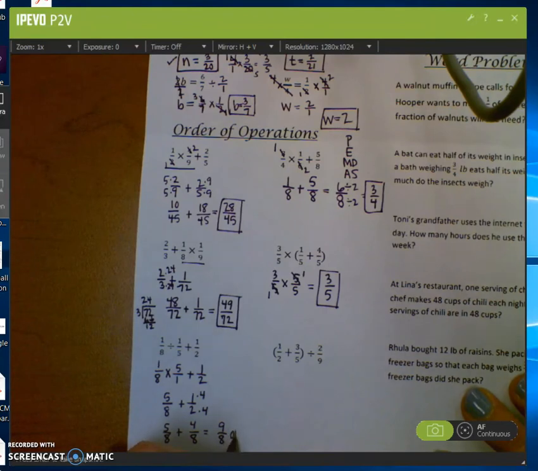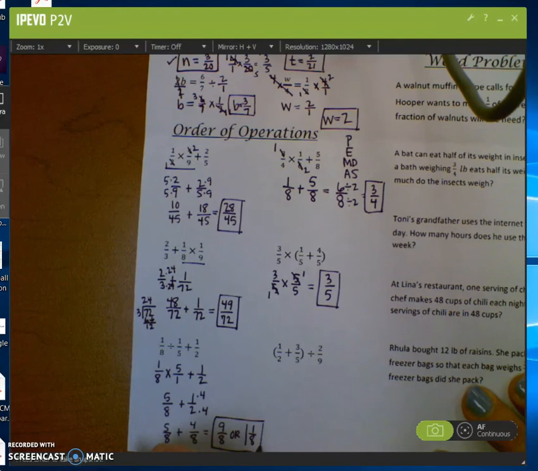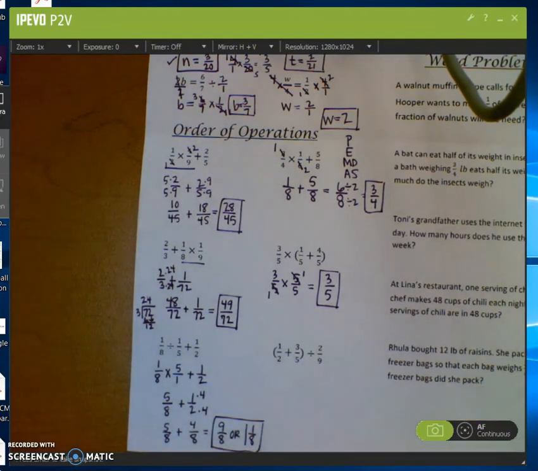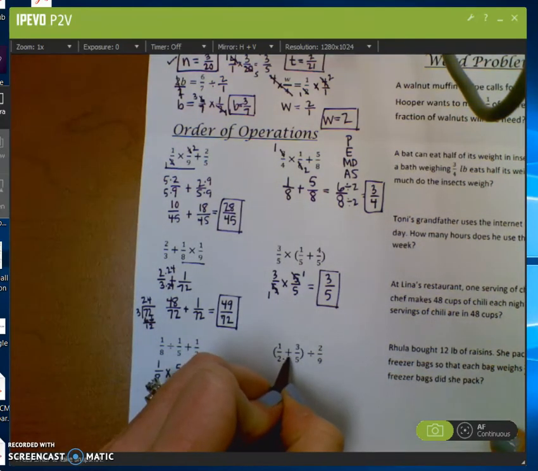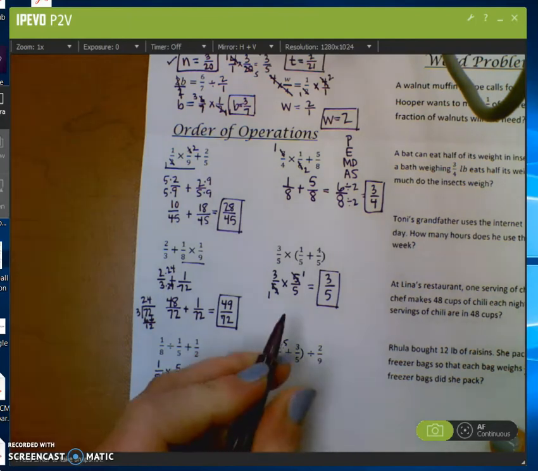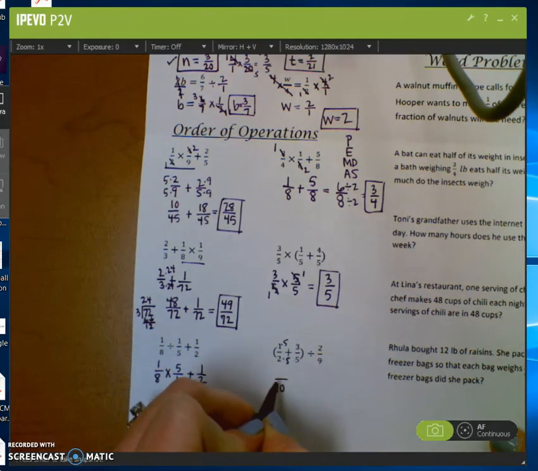I would accept 9/8 or 1 and 1/8, which is really the better answer, but I would accept either on a test or quiz. And then this last one, parentheses is first. When I add fractions, I need a common denominator. In this case, my common denominator is going to be 10. So 2 times 5 is what will give me 10.